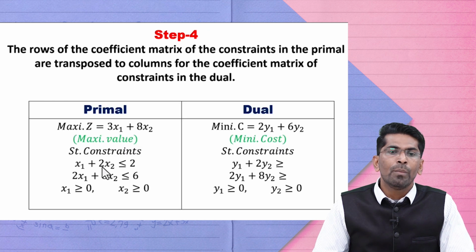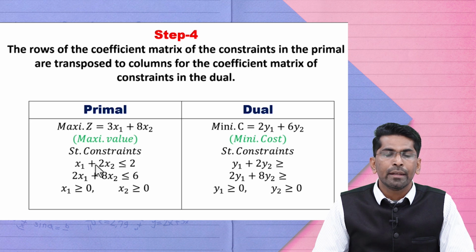See, from our primal problem, the coefficients of the first constraint are 1 and 2. The coefficients of the second constraint are 2 and 8. Now we are going to transpose these coefficients. This 1, 2 will now become 1 and 2 here, the coefficients of y1. Similarly, this 2 and 8 will now become 2 and 8. It is just the opposite. You are going to convert the row into a column. So the first row is now the first column, and the second row of coefficients is now the second column.